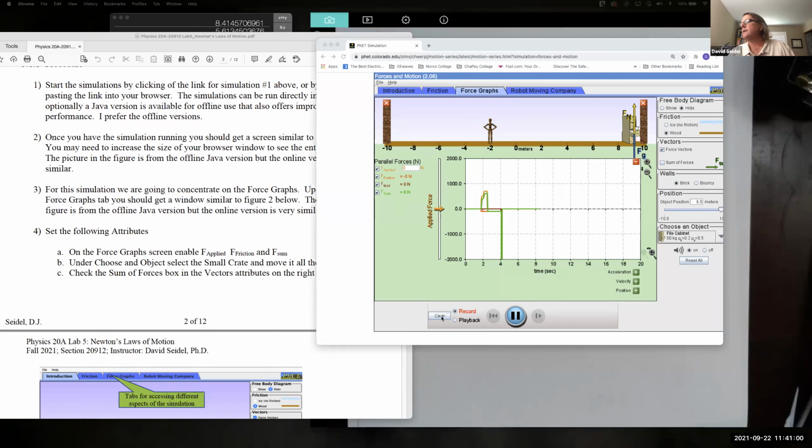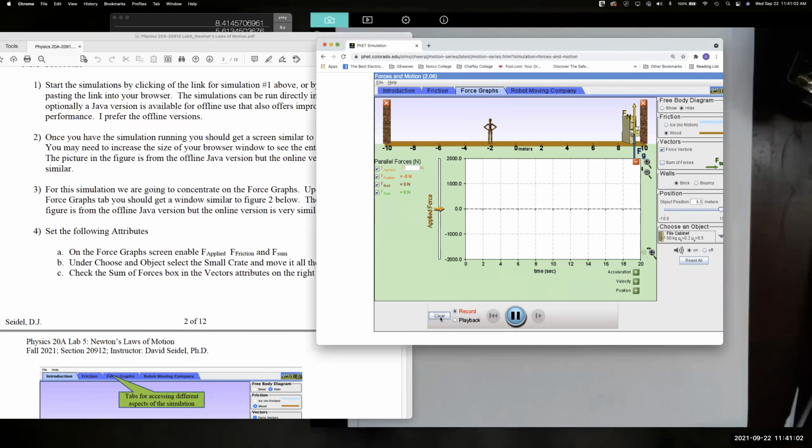We'll just reset this. Okay, so we've opened up the screen here, and there's force graphs over here. Clear all this and reset all. And you can show different graphs on here. I can show the force applied, the force of friction, the force of the wall, the force sum.